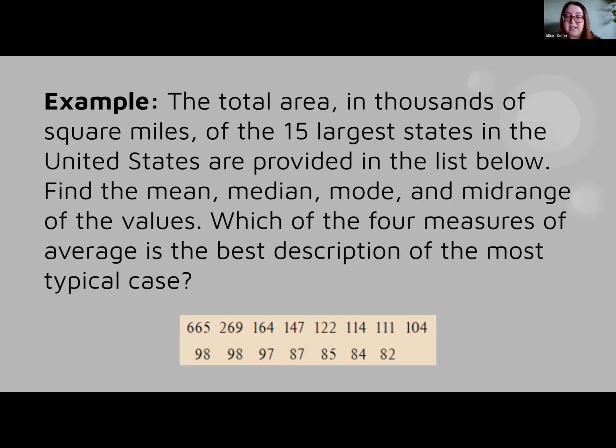We have a small data set here. We have 665, 269, 164, 147, 122, 114, 111, 104, 98, 98, 97, 87, 85, 84, and 82. So let's go ahead and go on over to work on this together.